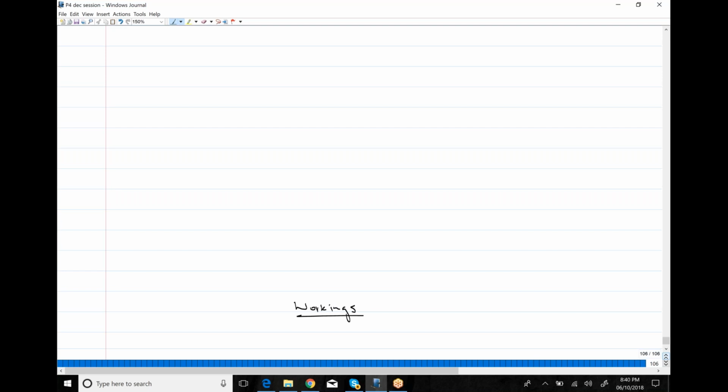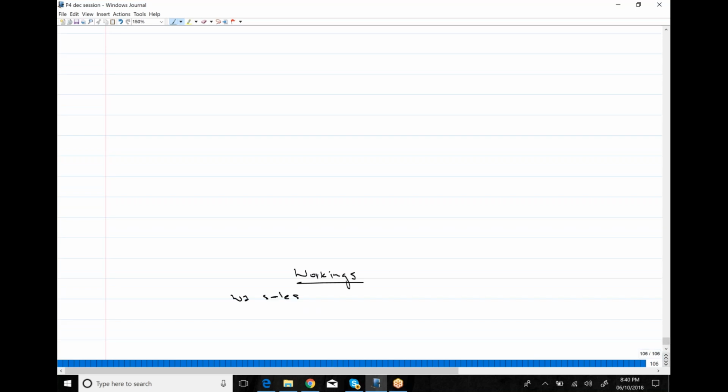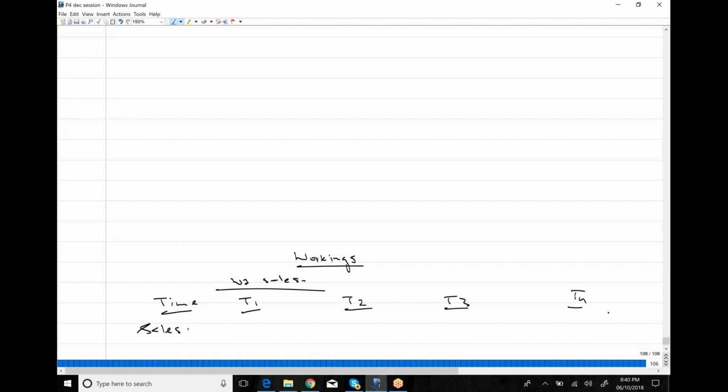Working number 1, sales. So time will be T1, T2, T3 and T4. Okay. Now in this question revenue is already given, right? Otherwise I will take units into selling price per unit, but revenue is already given. But they have made one mistake, that revenue is not inflated. Okay, so it means first of all I have to inflate this revenue.